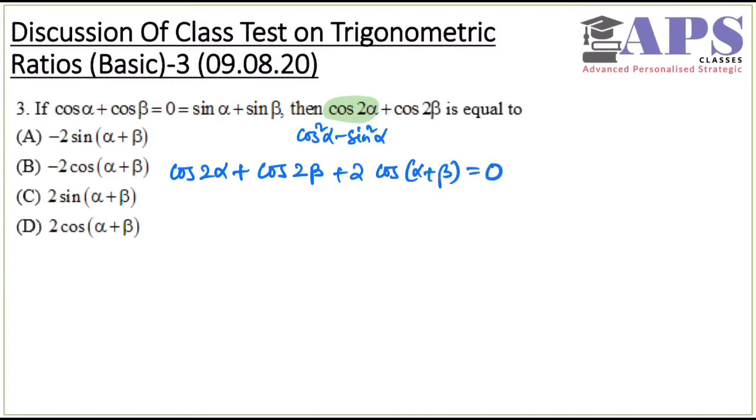This is what I have squared them and subtracted. So directly I have done that. So this is giving us, it's a direct one now, it is minus 2 times cos of alpha plus beta. So option B is correct here.